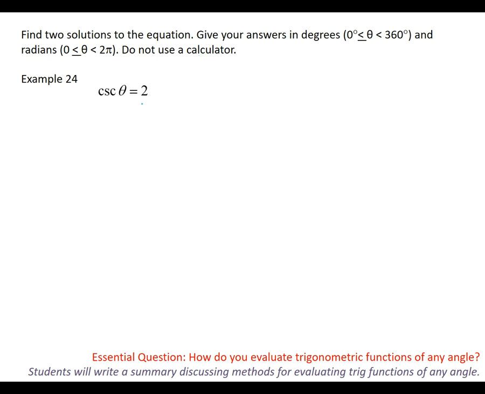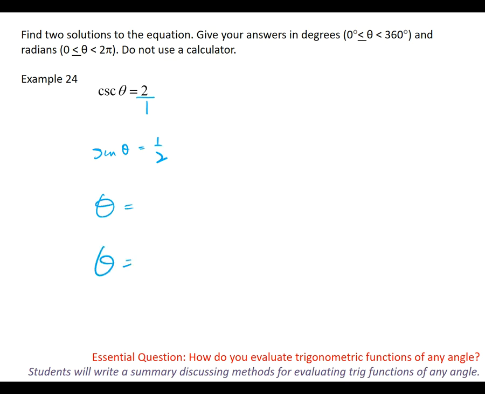What's always in the denominator? 1. What's the reciprocal of cosecant? Sine. So you see how I'm getting it back to a sine? Because I know I can find sine of this. So sine of positive 1/2.